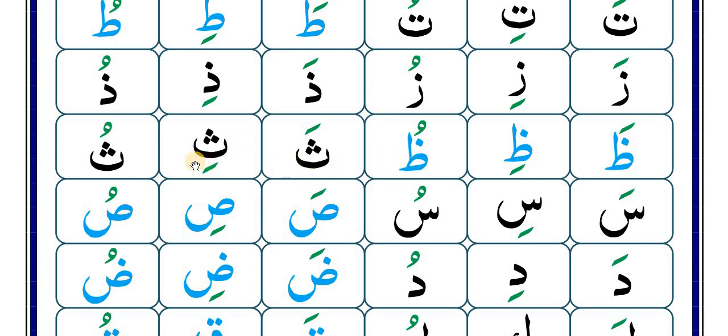Sa, si, su. Don't read this letter with whistle. This letter is read without whistle. Sa. Okay, don't say sa. Sin has a whistle. Sod has a whistle, but sa doesn't have. Sa, si, su.